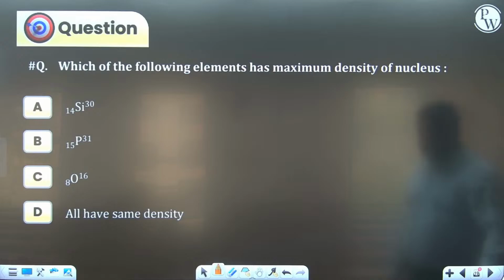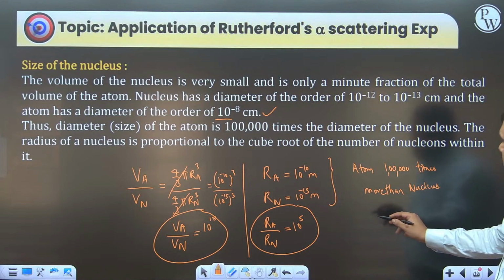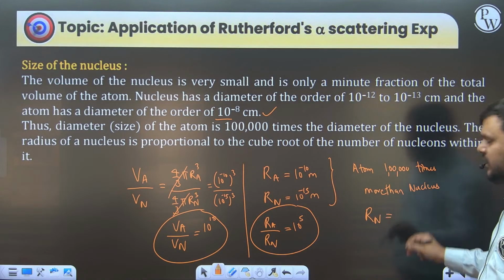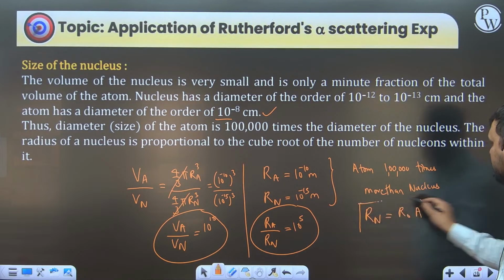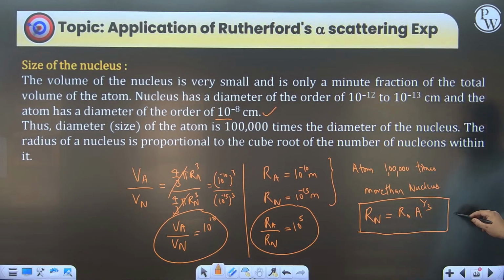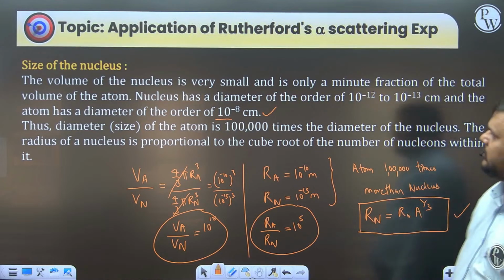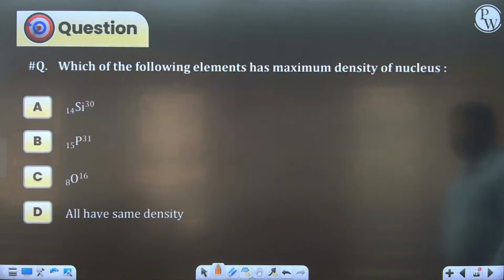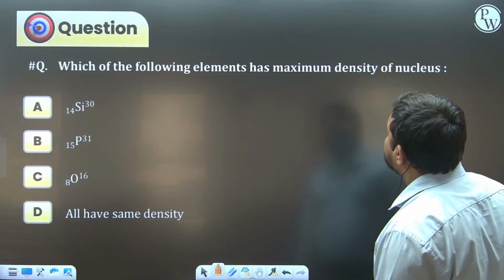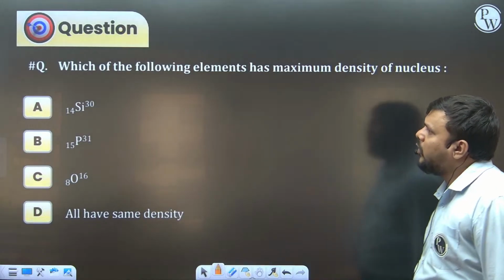Now let us see the next concept, which is related to a formula, the radius of nucleus. Radius of nucleus is equal to r naught A power 1 by 3. This is also a formula which tells us about the radius of the nucleus. In this formula, the concept is that the nucleus will have size according to the mass number. So the question they are asking over here is, which of the following elements has the maximum density? They have given us the atoms over here.